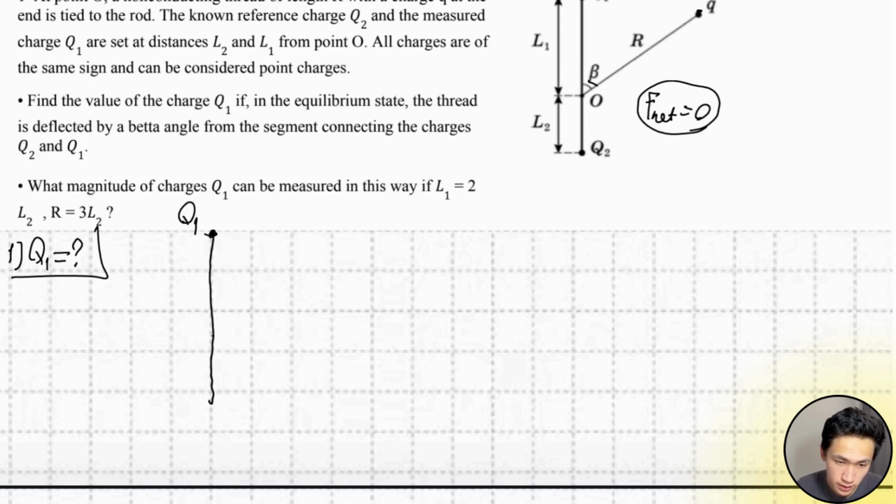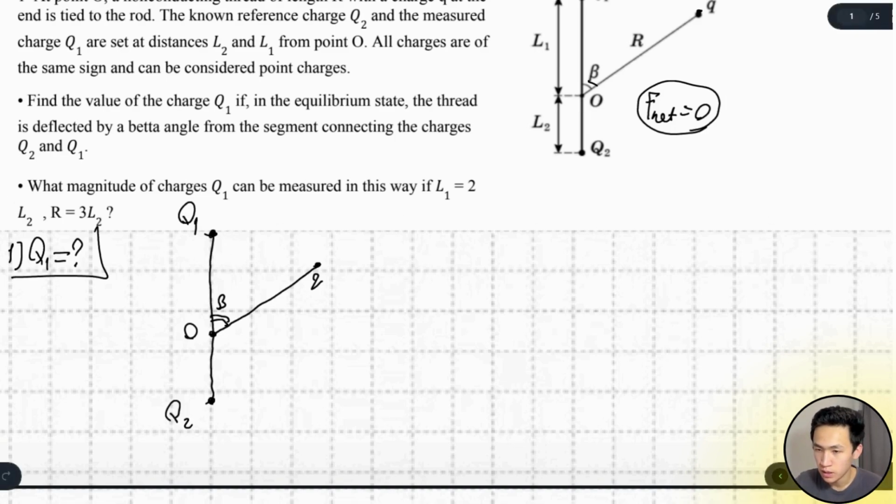There is Q1, there is a point O, and there is Q2. The thread is tied to point O. The deflection by angle beta is Q, small q. As we said earlier, the charges are the same sign, so the same sign charges will repel each other. So we will consider the forces on small q. We can also consider Q1, but it's better to use forces on small q. I will explain later.